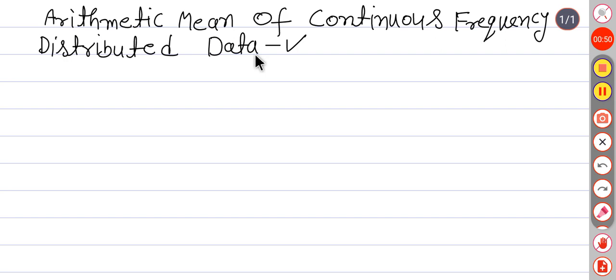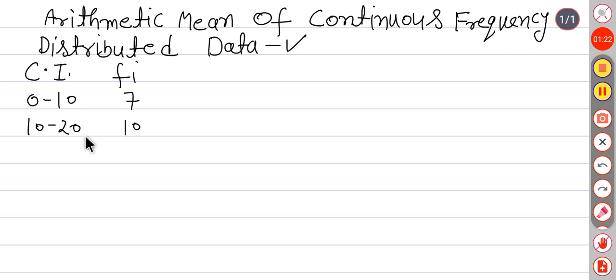So data would be in the form of class intervals. I am writing here the data and thereafter we will discuss. Ci means class interval, and the corresponding frequencies. When the class interval is 0 to 10, the frequency is 7. That means between 0 to 10 there are 7 observations. Between 10 to 20 there are 10 observations.